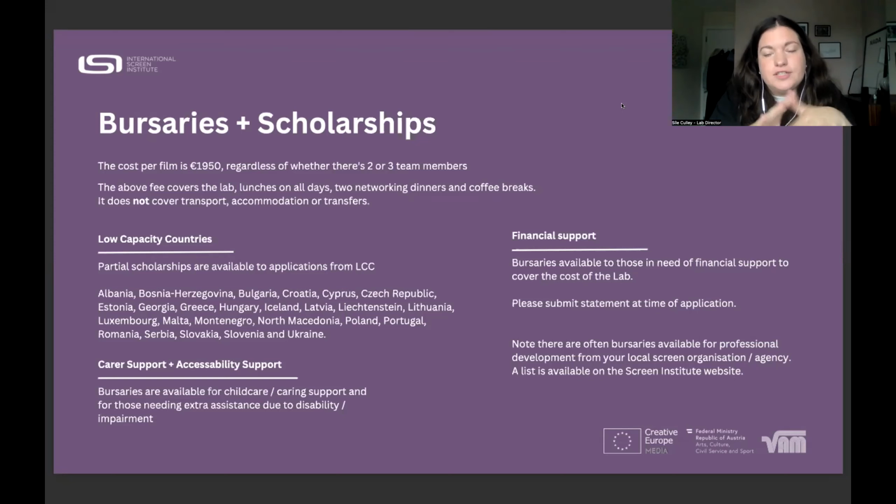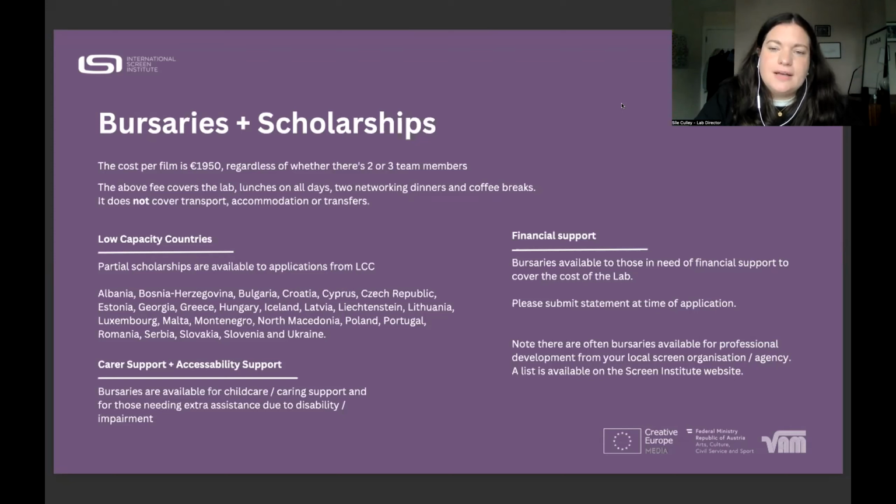The fee covers the lab, lunches on all the days, two networking dinners, the happy hour that I mentioned earlier, and coffee breaks throughout the day. It does not cover the transport, accommodation, or transfers that you will need getting to Vienna. I just wanted to highlight that. We'll come to it in a bit, but there is financial support that you could apply for.